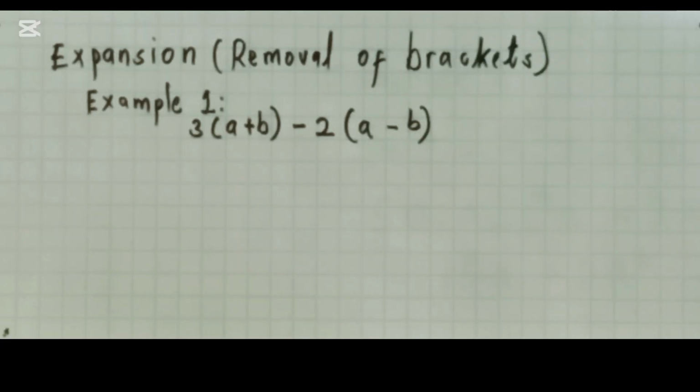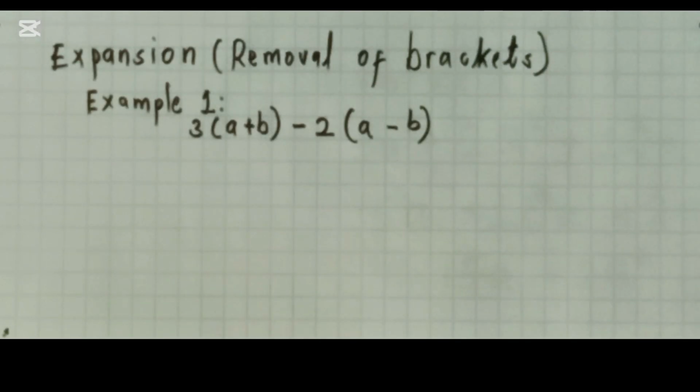So we're going to look today at the concept of expansion, which basically entails removal of brackets. From the example you can see below, we have 3(a + b) - 2(a - b). The instruction of this problem is that we should expand. To expand basically means that we're going to have to do away with the brackets that are in this algebraic expression.